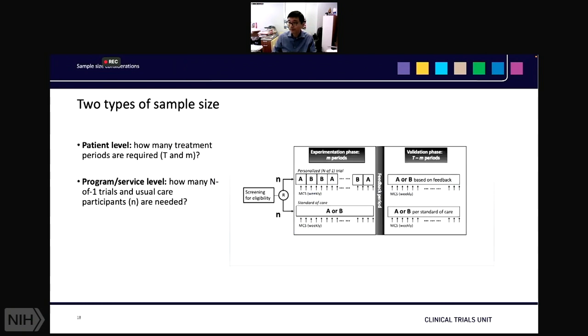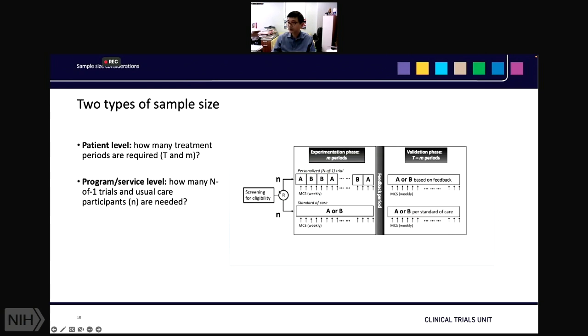The last study consideration that I'd like to talk about is sample size. In N-of-1 trials, there are actually two types of sample size. One is the traditional sense: how many patients do we need to treat at the program level. For example, in the study schema that I showed in the previous slide, the sample size here is how many N. So how many patients will be treated in the N-of-1 trial and how many patients will be treated as standard of care. That's one type of sample size we need to consider.